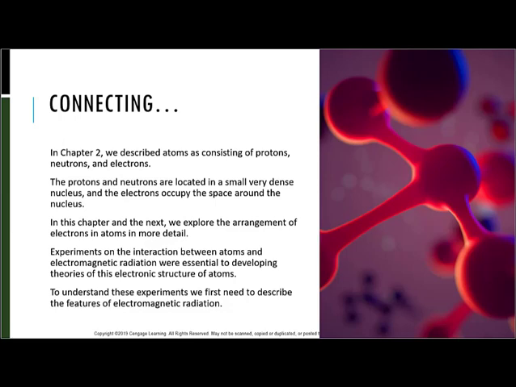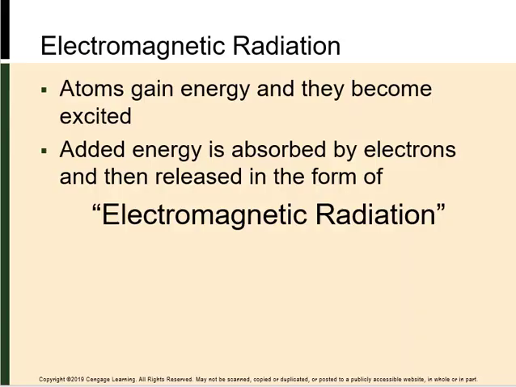So to understand these experiments, we first need to describe the features of electromagnetic radiation. Back in the 1800s, James Maxwell developed a mathematical theory to describe light and other forms of radiation in terms of oscillating or wave-like electric and magnetic fields. Visible light, microwaves, TV and radio waves, X-rays, and other forms of radiation are now called electromagnetic radiation.